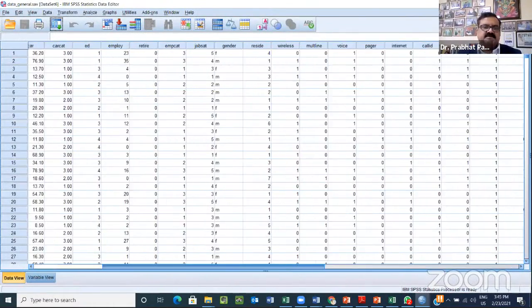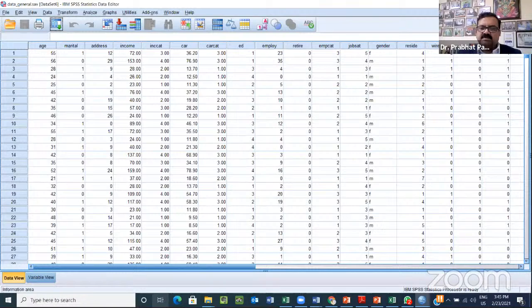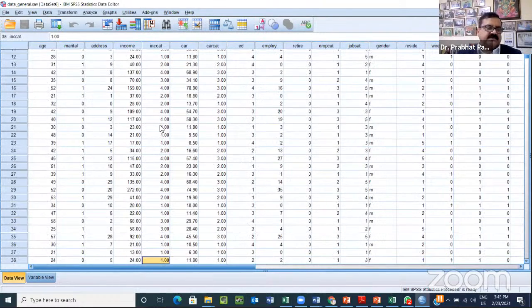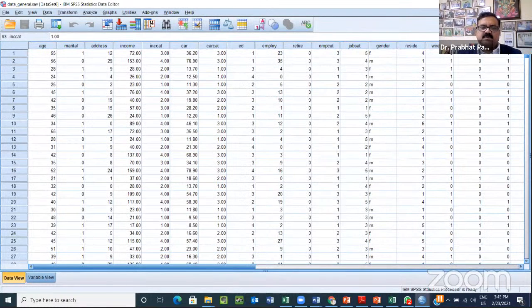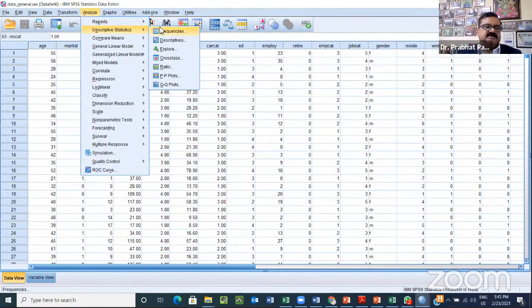You see here, there are so many variables, a socioeconomic survey data. I have also shared this data with all of you. There are 6,400 responses, so it's a huge data. I'm going to take one single problem and discuss it with you. We go to analyze, descriptive statistics, and crosstab. I'm going to make you understand how crosstab works.